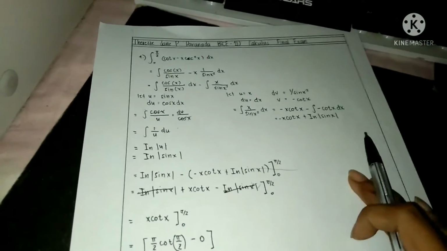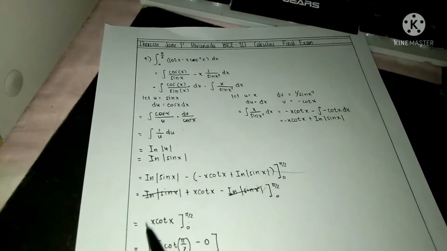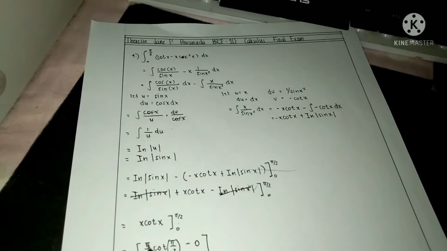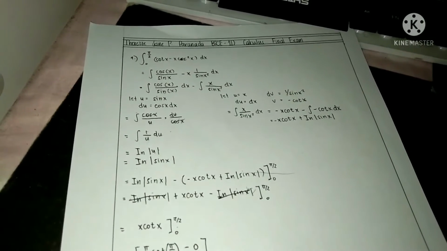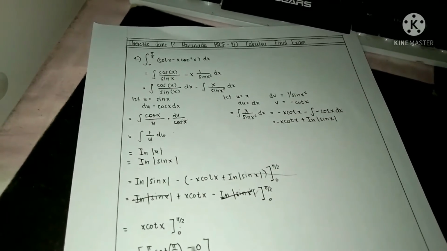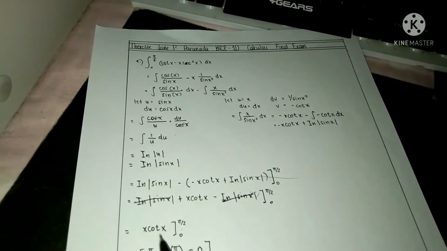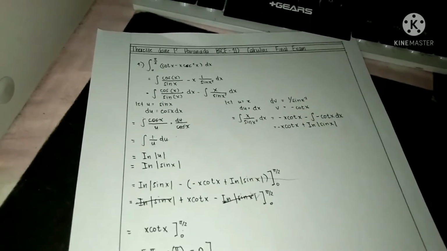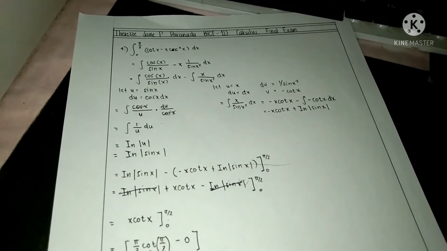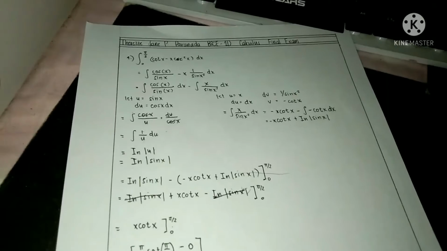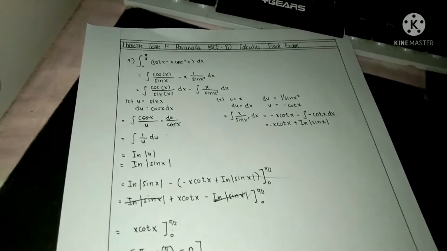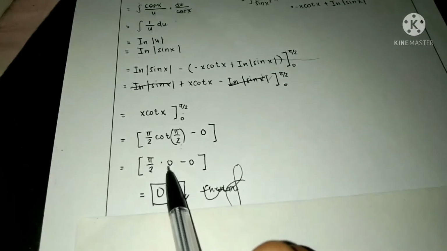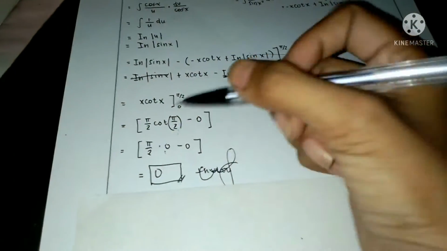So, let's just plug in the upper and lower limit on the value of x. So, pi over 2 cotangent pi over 2 minus, if we plug in 0 on the value of x here, it will become 0. So, next is cotangent pi over 2 is equal to 0. So, pi over 2 times 0. So, any number multiplied by 0 is equal to 0. So, the final answer is 0.